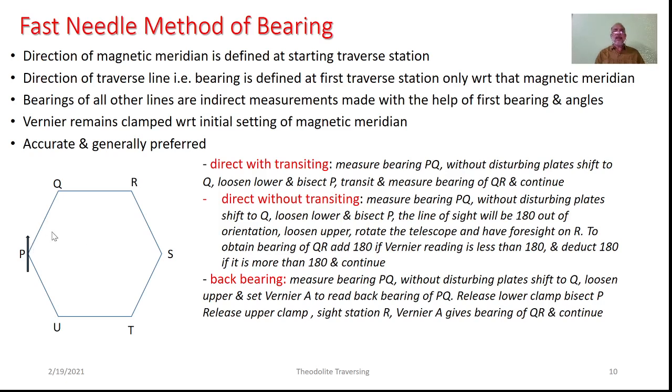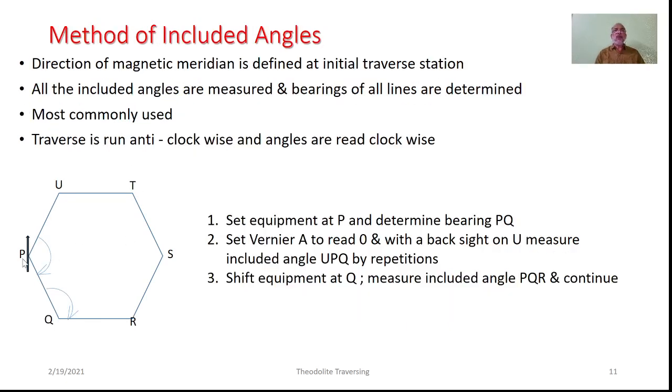Now the upper clamp will be released and we sight our next station R. Whatever that particular bearing is fed, with respect to that we measure the bearing of line QR, and subsequently we continue in the same way. This approach is very commonly used. Here we define the direction of the magnetic meridian only at the starting station.